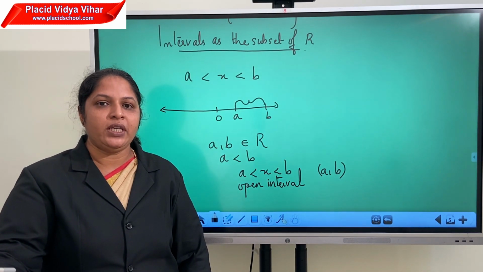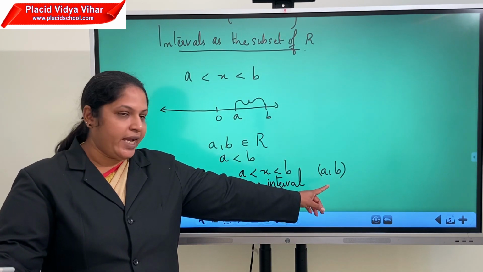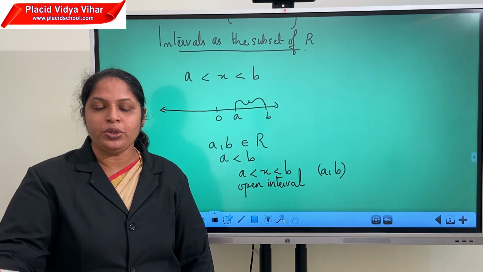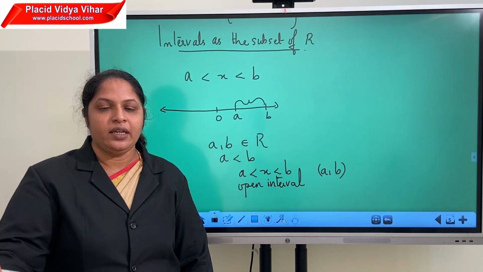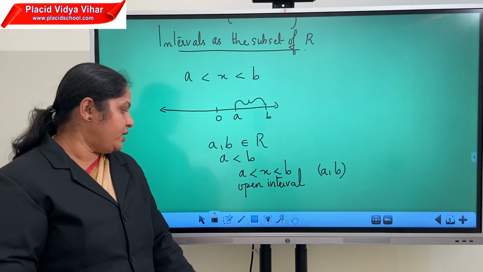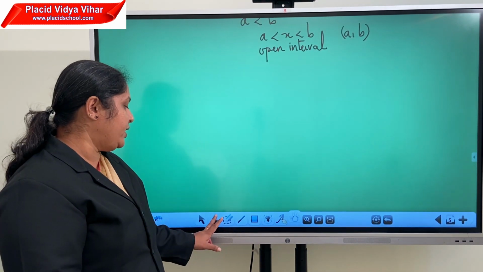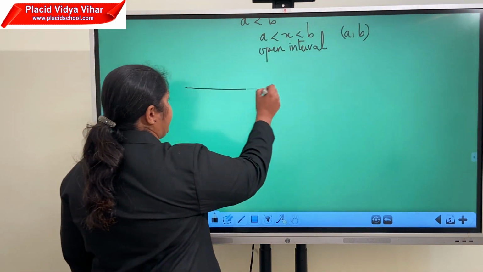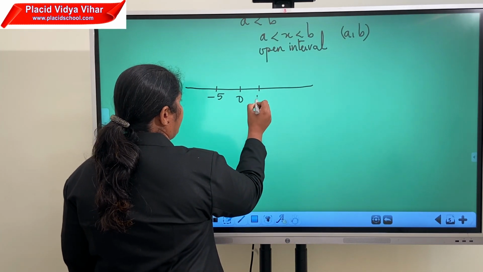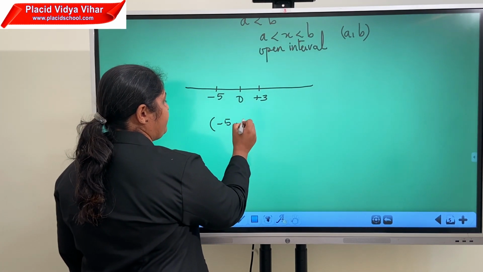All the points between A and B belong to the open interval AB. And A and B themselves do not belong to this interval. So to explain it more clearly, if we draw a number line like this, and let this be -5 and let this be +3. I am writing the open interval -5 to 3.